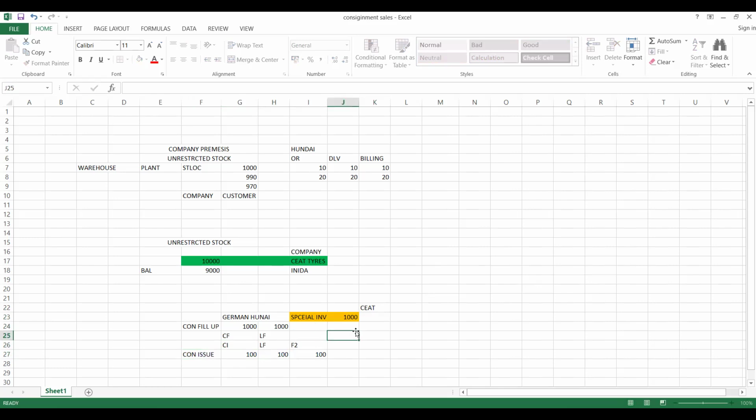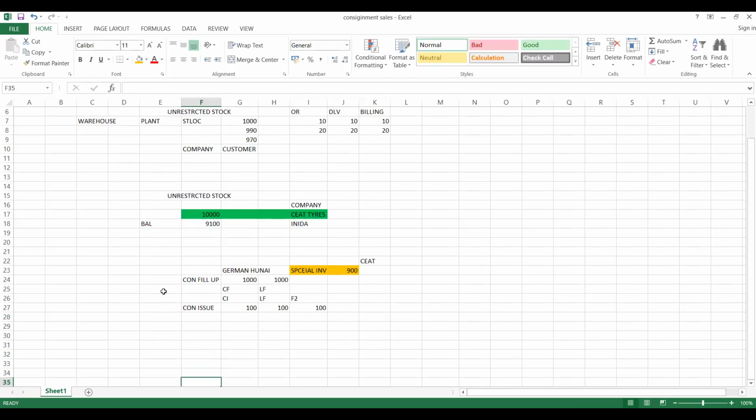So whatever the stock is there, 100 is utilized. So what is the balance? Here it is 900. This is the consignment issue. You got it right. So it is placed and it is utilized.